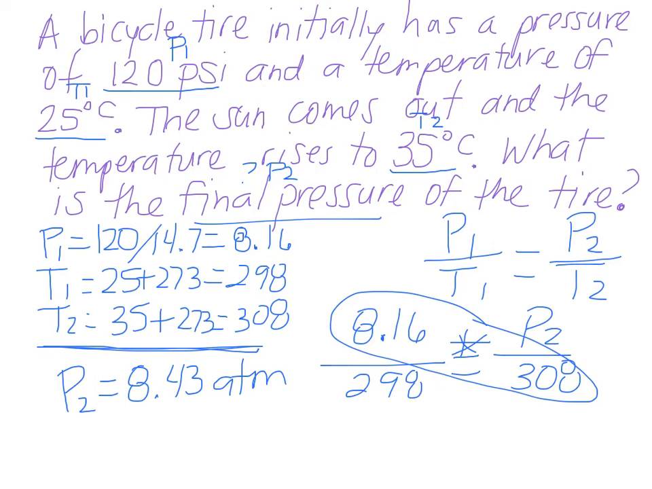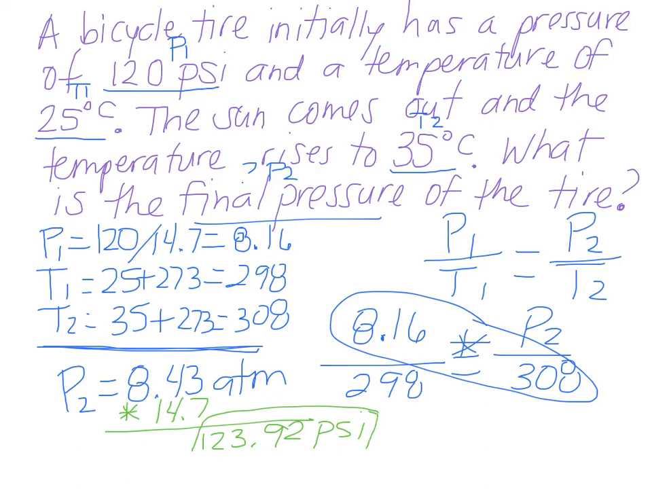So we need to convert that into pounds per square inch. So just do the opposite. In order to go back into pounds per square inch, we're going to multiply it by 14.7, and that'll get you 123.92 pounds per square inch as your final answer.